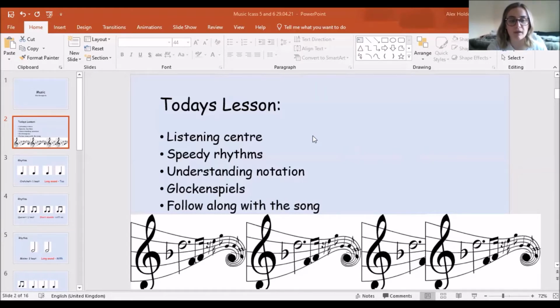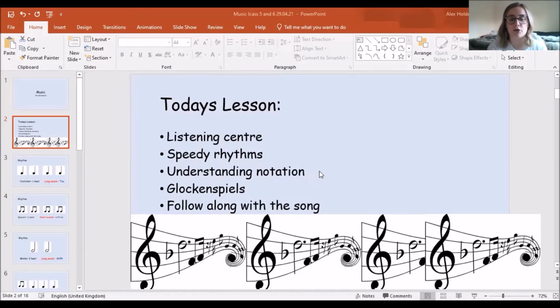Okay. Then we're going to do some speedy rhythms. So we looked at rhythms last lesson. We looked at different types of notes. So we're going to go over that again. And then we're going to also clap along with those rhythms so that we can remember how many beats those rhythms and notes are. Then we're going to have a quick look at a notation song.